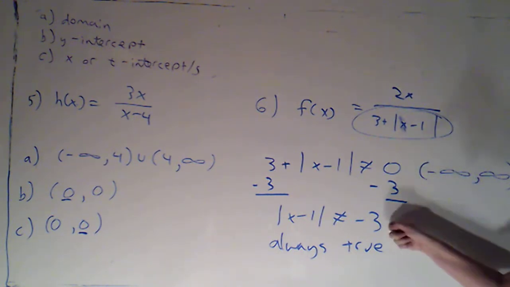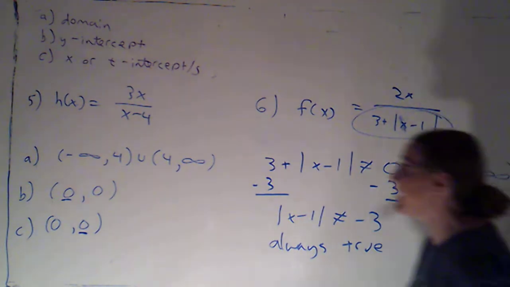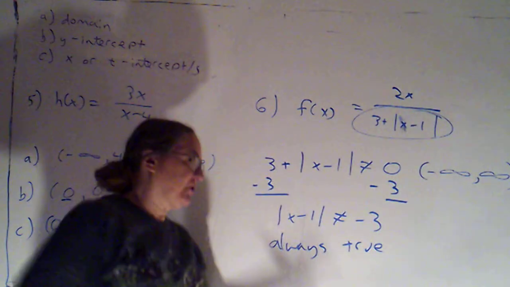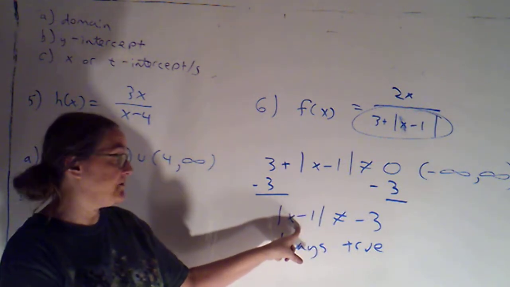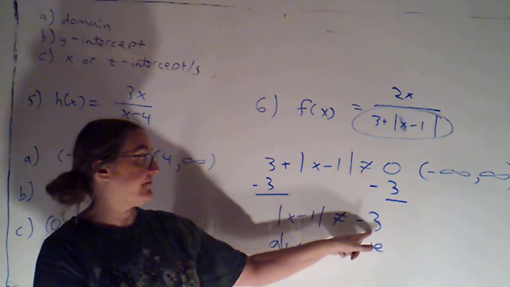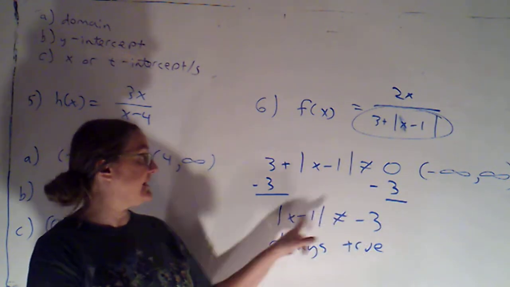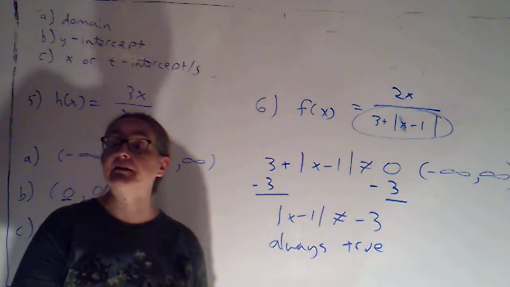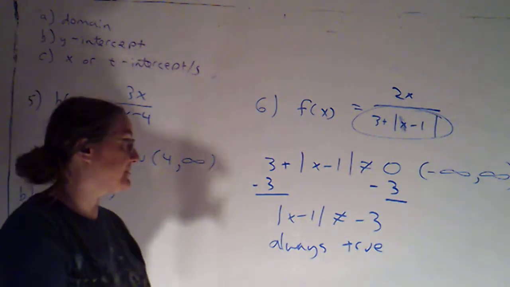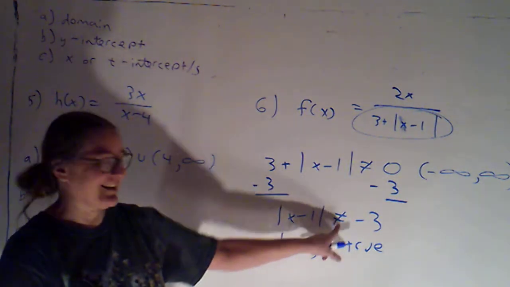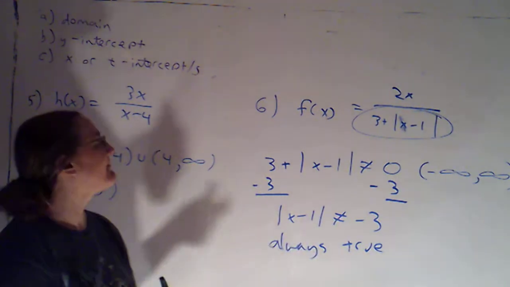All right, that's important. When you're working with absolute values, you don't just work through until you get an answer. You have to, once you've isolated the absolute value, take a look. If that's negative, there's not going to be any value of x that could make that equal a negative number. So if it was an equal sign, there would be no solution. If it's a not equal sign, it's always true.